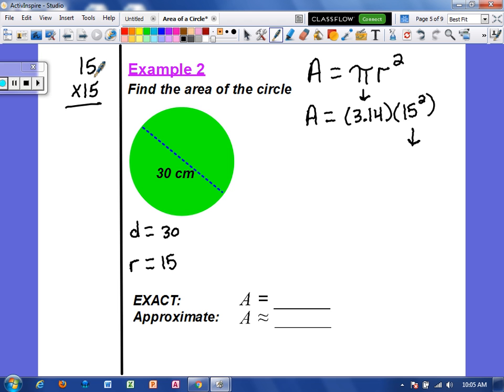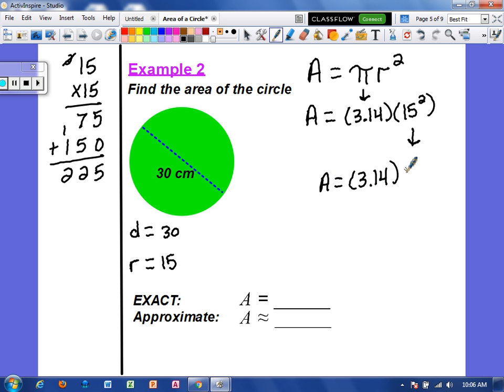All right, 5 times 5 is 25, carry the 2. 1 times 5 is 5, plus 2 is 7. Put the placeholder, 5 times 1, and 1 times 1. And when we add that together, we get 225. So the area equals 3.14 times 225. All right, so I'm going to come back over here and work that part out.